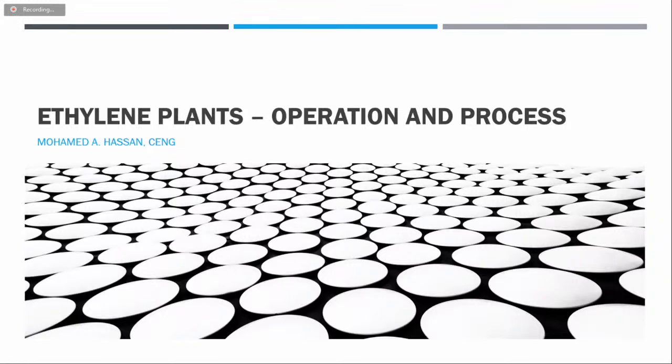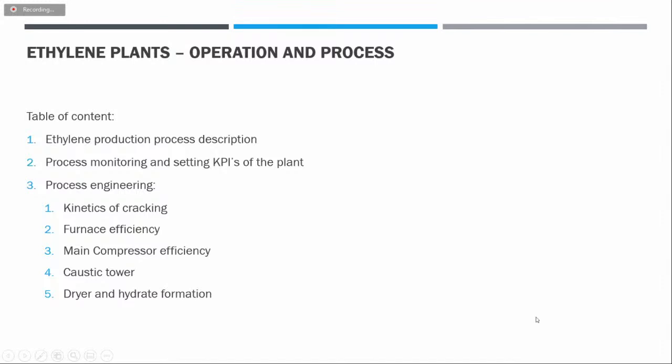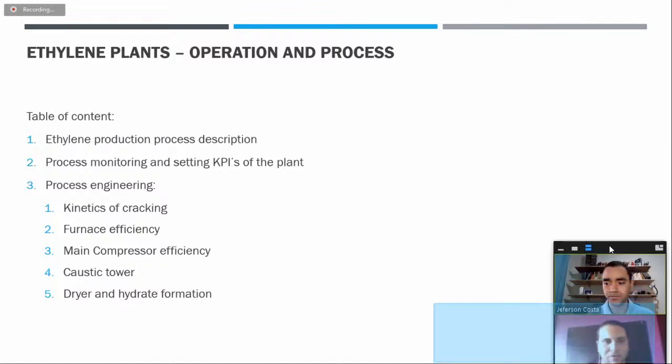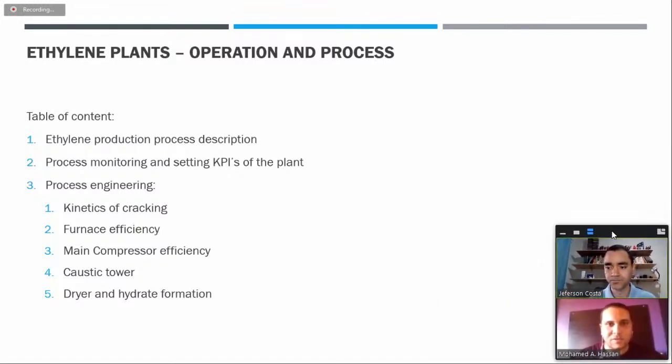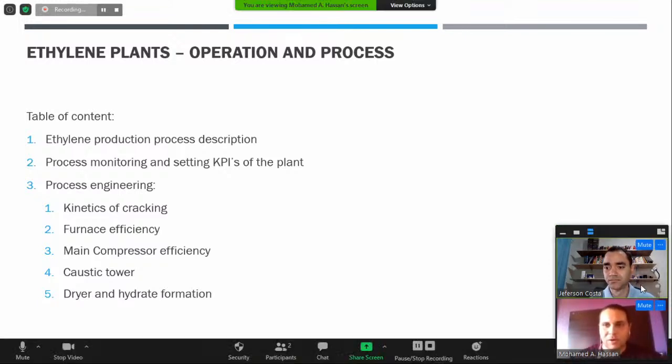Okay, so today we will speak about the ethylene plant. We will discuss the process description of the ethylene plant. We will discuss how to monitor your process and how to set your KPIs for the plant. And we will discuss some aspects related to process engineering, which are the kinetics of cracking, furnace efficiency, and the polytropic efficiency of the compressor. We will discuss the caustic wash tower and the dryer.